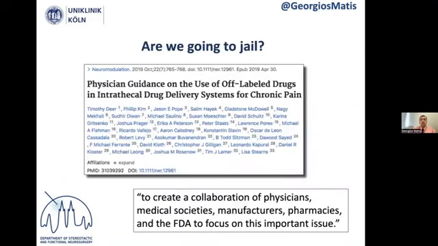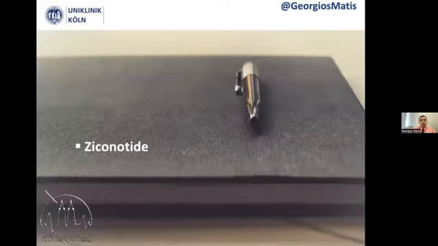A big issue now is that we are allowed to fill these pumps only with morphine, or only with ziconotide, or only with baclofen. No combination of such drugs and no other drugs. In everyday life, we are using other drugs and we do use combinations of such drugs, but officially we're not allowed to do it. This is why the colleagues in the United States published this paper in 2019, also in Neuromodulation, in order to raise awareness and to promote collaboration between FDA, pharmacies, manufacturers, and medical societies.